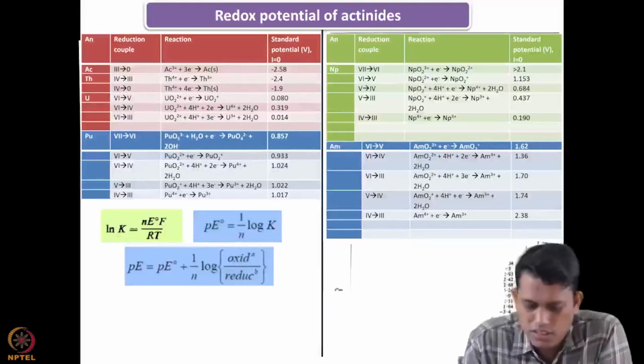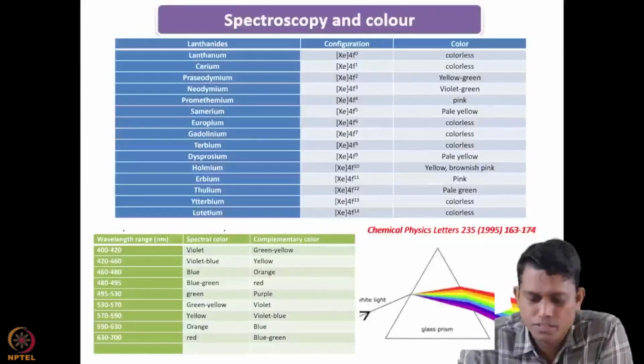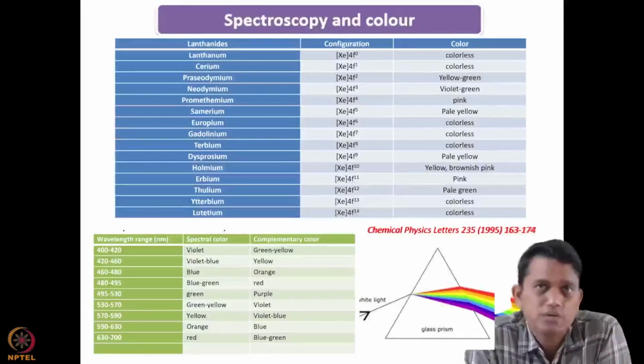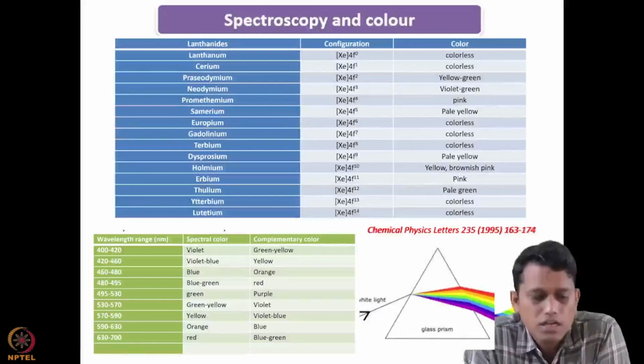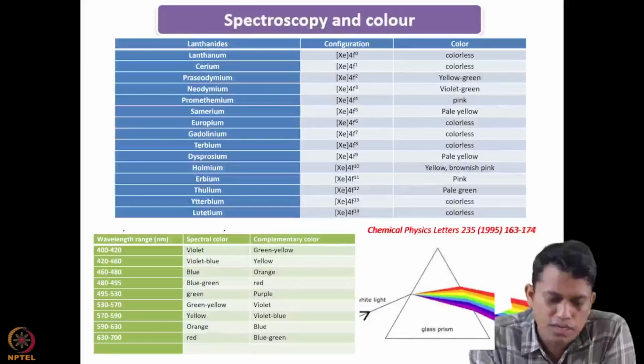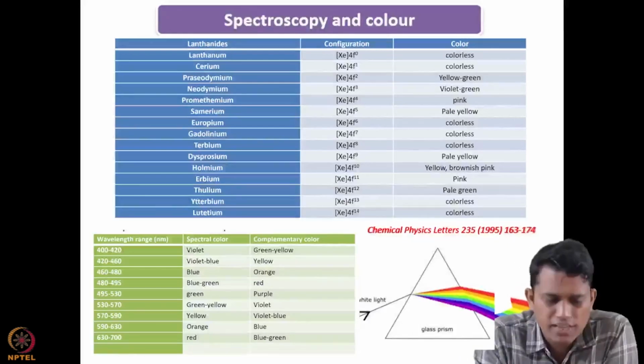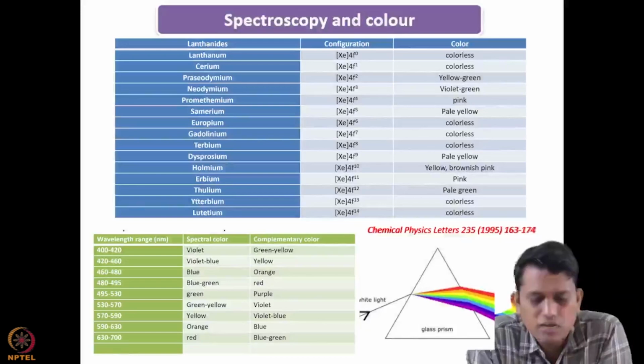So with this, we move to the other subject, which is actinide spectroscopy that we want to discuss. When I say spectroscopy, the first thing that comes to mind is color. And as you can see from here, the lanthanides and actinides, I will show you in the next slides, both have very different, very beautiful colors. Here I will show that some of the lanthanides are colored and some are colorless, and we'll try to discuss why they are colorless and why some of them have color.